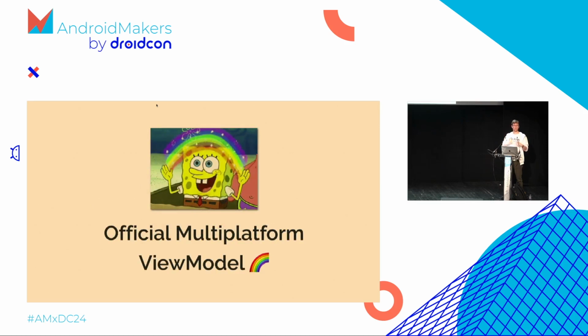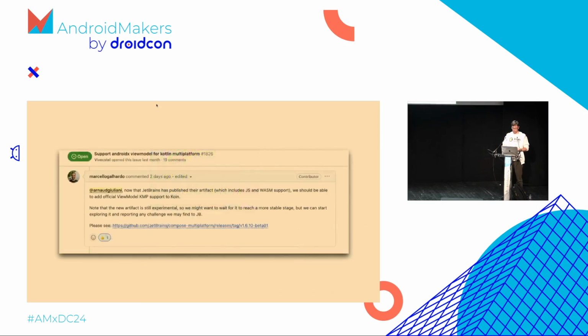And this is it. Google is opening the API for view model, for navigation, for many other stuff, and JetBrains is making the iOS implementation for the Kotlin part. And finally, it is a good thing that Marcello from Google pinged me on GitHub and said, hey, we can really unlock the view model capacity now for multi-platform. And that's a great thing.